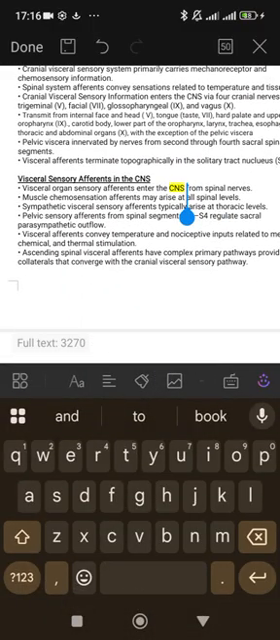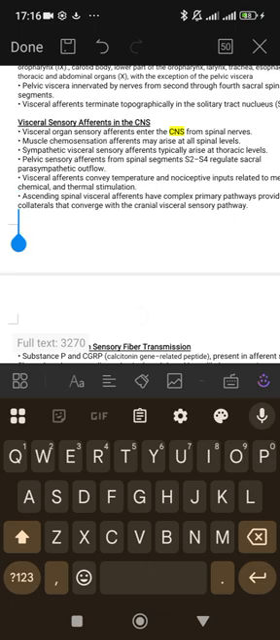Another point I want to make is that the sympathetic visceral sensory afferents typically arise at the thoracic level. We are done with the parasympathetic, right? So the sympathetic ones basically arise at the thoracic level. That's also spinal. Spinal goes down from thoracic to abdominal to sacral. They are all spinal. Okay, thoracic levels, yes.